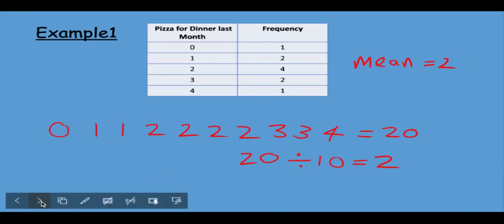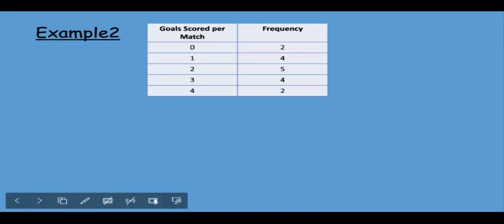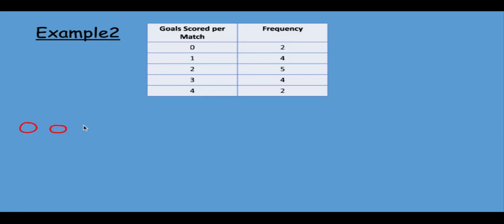Let's have a look at the next example. So we've got number of goals scored in a match. Again, we're just going to write this out in a list. This is going to be a bit longer now, so we're going to look for a little shortcut, but we can see that we've got no goals twice. So we're going to start with 0 and 0. 1 goal 4 times. So we've got 1, 2, 3, and 4. 2 goals 5 times. 3 goals 4 times. And 4 goals twice.